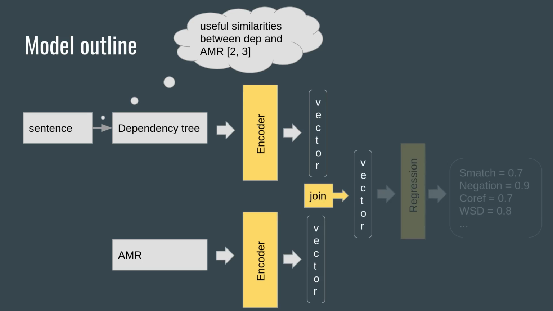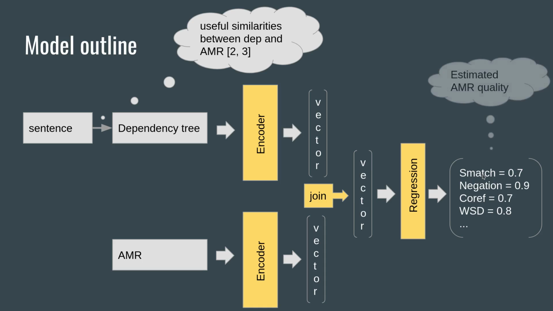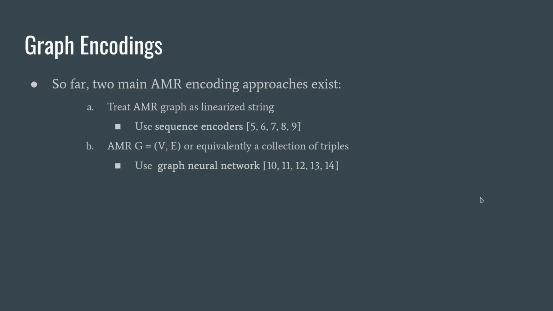We join this vector and perform regression on the joint representation to predict the estimated AMR graph quality. That is SMATCH. It's the expected triple match ratio with the hidden gold graph, and we can also assess other meaning facets, such as the negation quality of the AMR graph, or the expected coreference quality, or the expected word-sense disambiguation quality. But we have to develop a graph encoder for this.